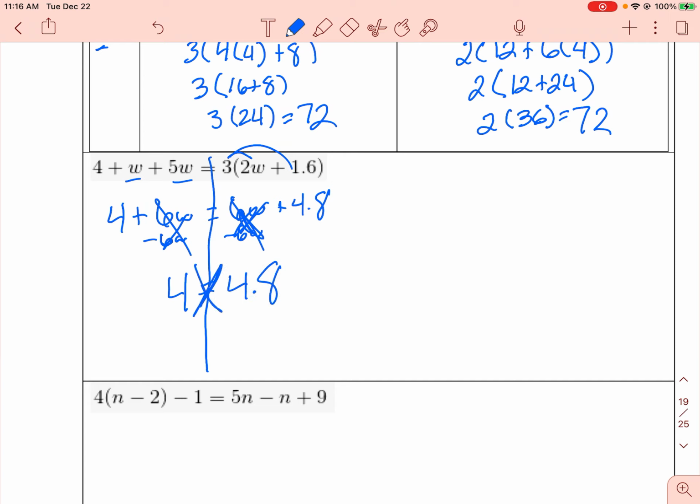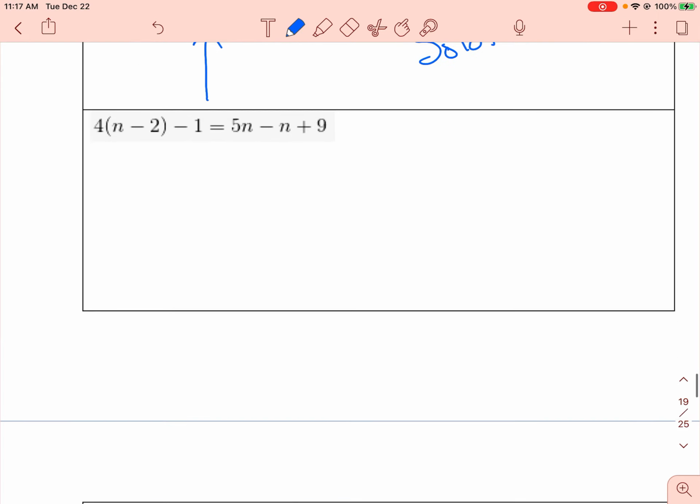These are not equal. When you get an equation where one number does not equal the other, that is no solution. And that means no matter what number we substitute in for w, this equation will never be equal, ever. So that's what no solution looks like. When you get a number equaling a different number, that means no solution.